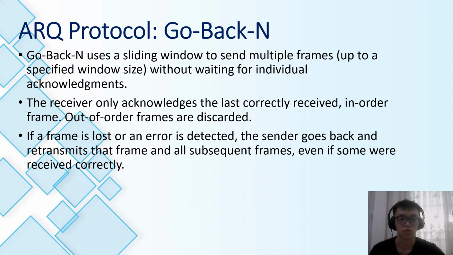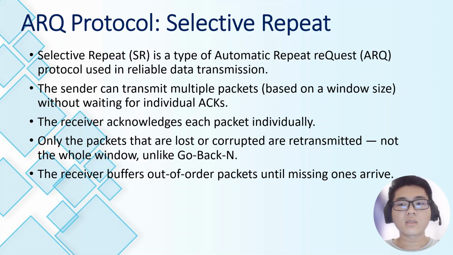ARQ protocol, go back N. Go back N uses a sliding window to send multiple frames up to a specific window size without waiting for individual acknowledgements. The receiver only acknowledges the last correctly received in-order frame. Out of order frames are discarded. If a frame is lost or an error is detected, the sender goes back and retransmits that frame and all subsequent frames, even if some were received correctly.